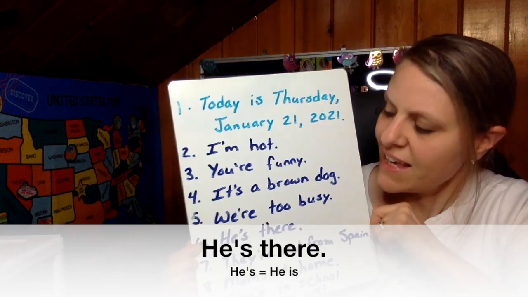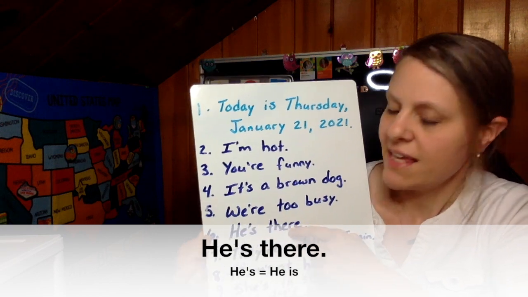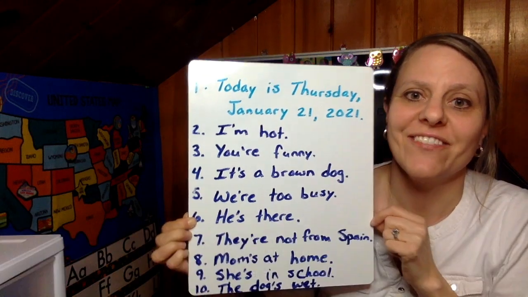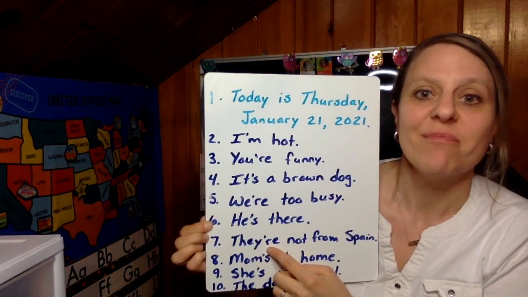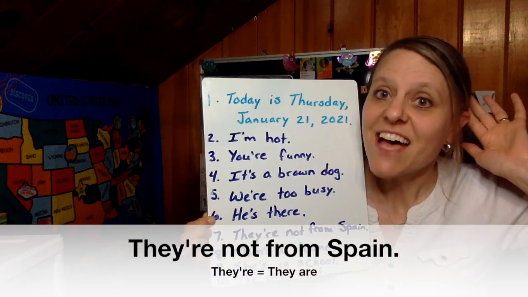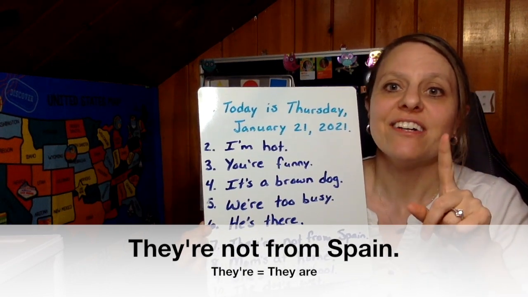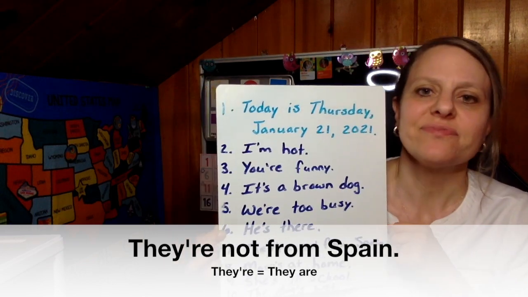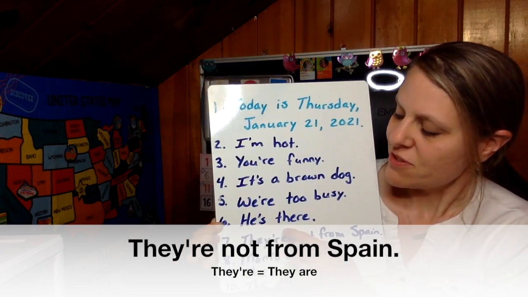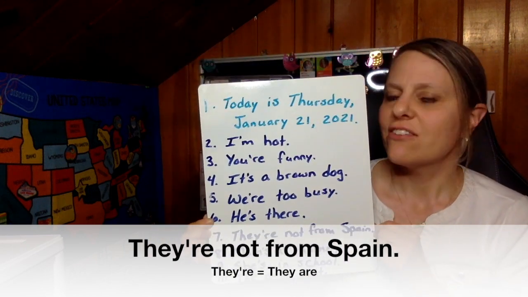Number 6, he's there. He is there is a location, T-H-E-R-E. And that brings us to number 7 with this there. This there is they are. They sound the same, but they're not written the same, and there's still one more there, T-H-E-I-R, which is used for possession. So this there, when you spell it with an apostrophe, is for they are. They're not from Spain.